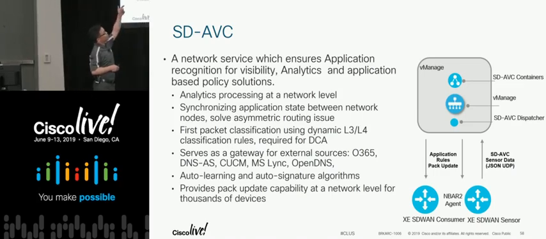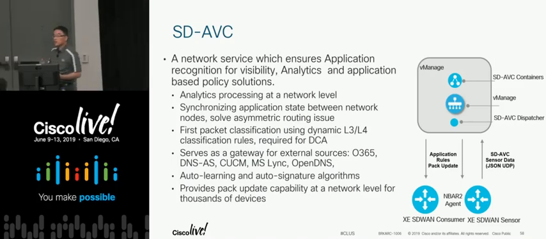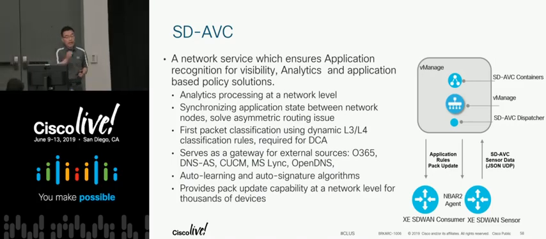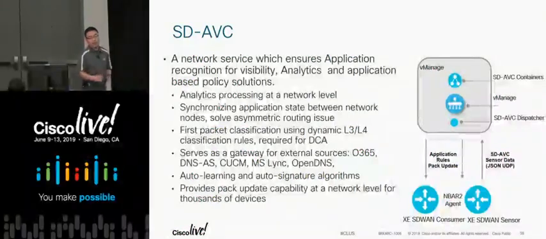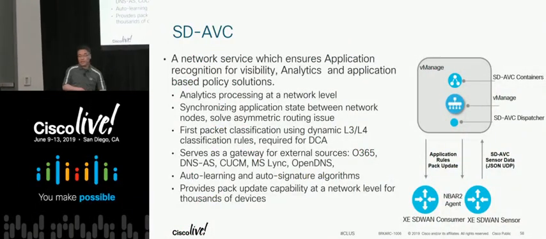It also has the ability to do first packet classification. That's very important for the direct cloud access use case. You want to redirect your Microsoft 365 traffic to Microsoft Azure. That decision has to be made on the very first packet. And that's what can be supported with SD-AVC.